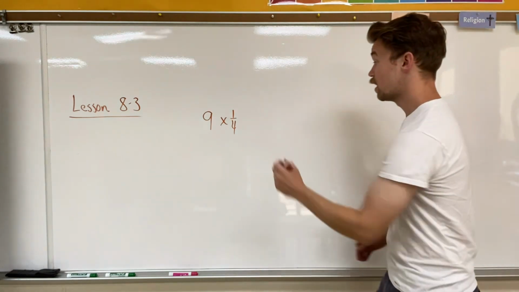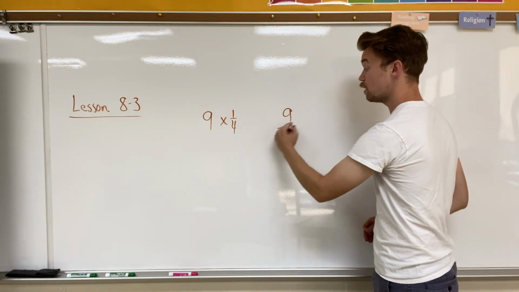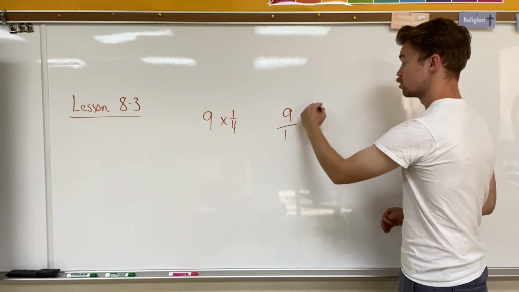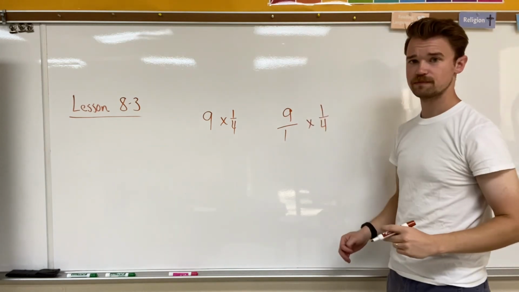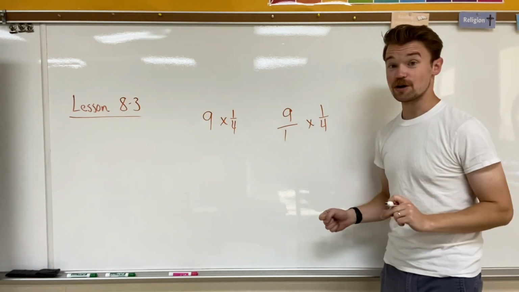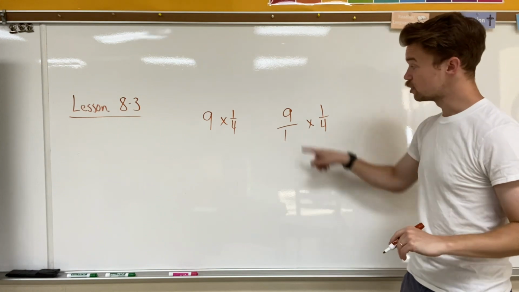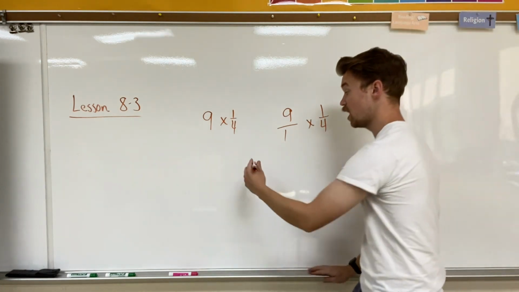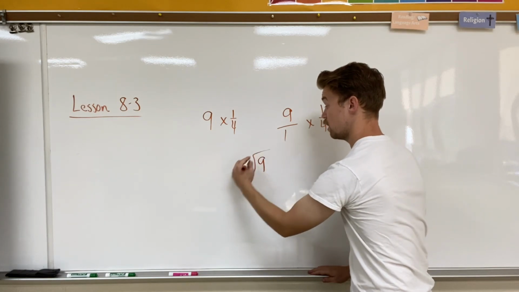The trick is that I can have any whole number be put over the number 1 and it turns it into a fraction. So I have 9 over 1 times 1/4. You might be wondering, Mr. Montgomery, how does this work? Well, remember, fractions are essentially division problems. So I could take 9 divided by 1 to double check to see if it still has the same value as 9.